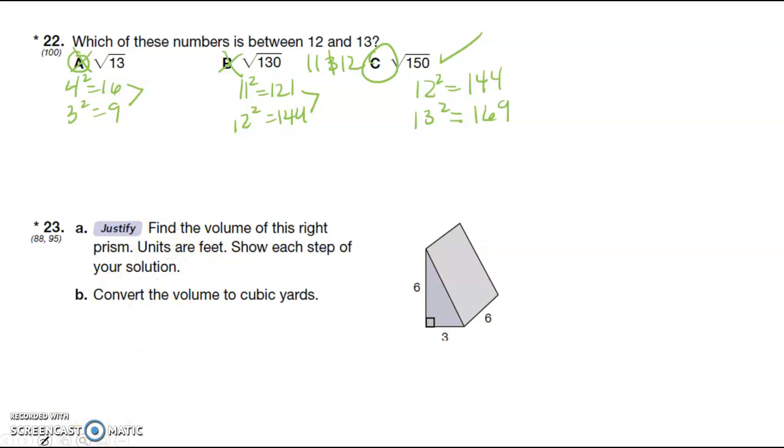Let's see here. I'm trying to change. There we go. Find the volume of this right prism. Units are in feet. Okay. So we know that volume is equal to the area of the base times the height.